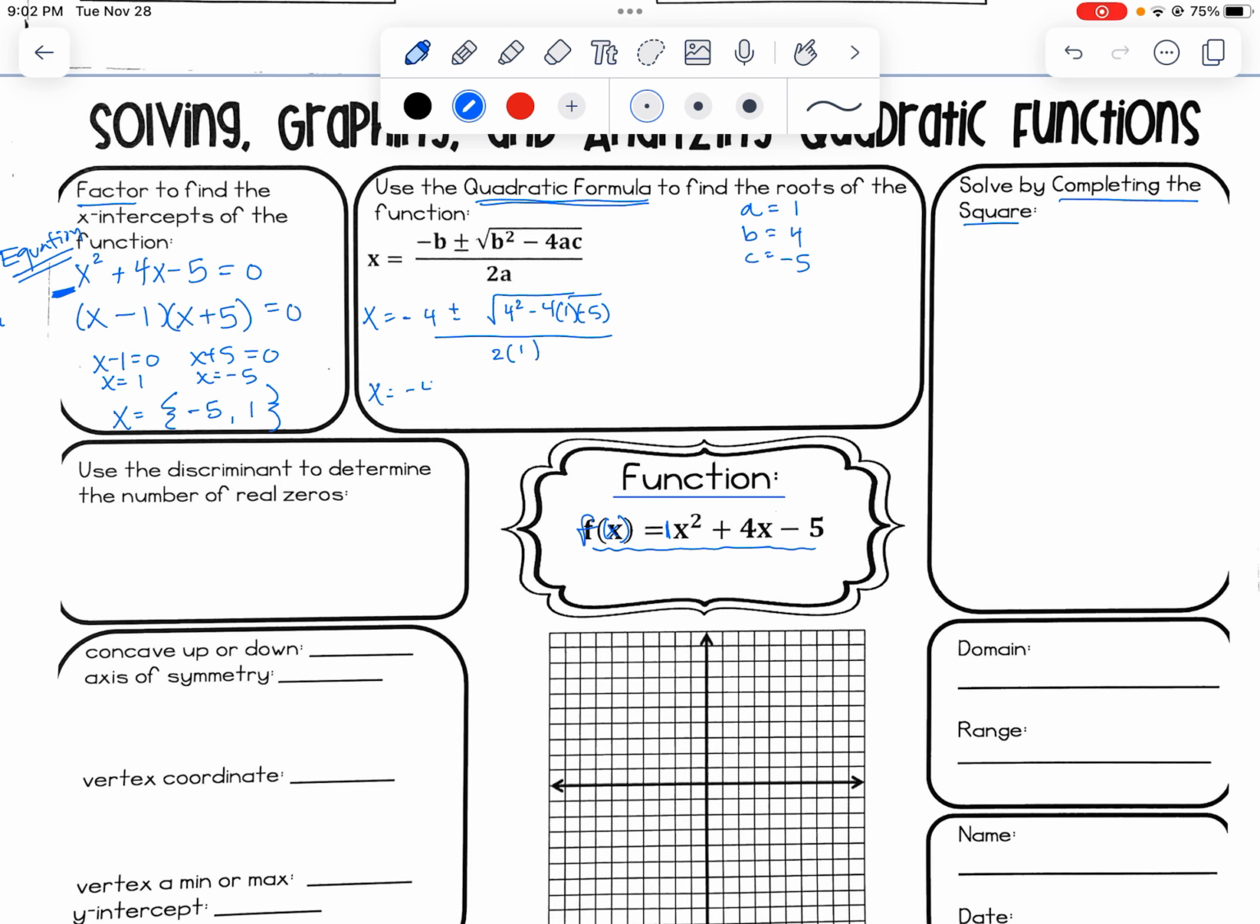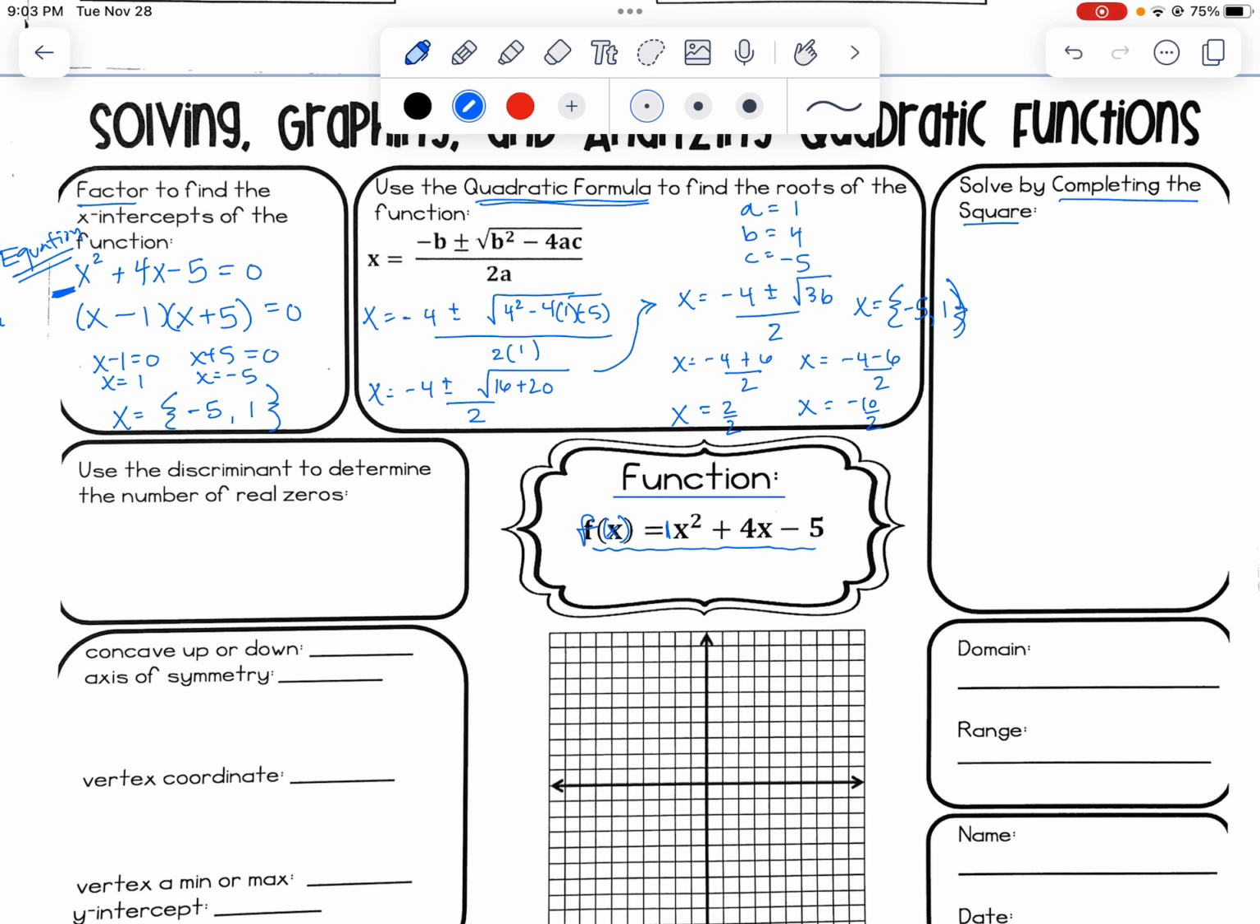So x is equal to negative 4 plus or minus the square root of 16 plus 20, divided by 2. That looks like x is equal to negative 4 plus or minus the square root of 36, over 2. So x is equal to negative 4 plus 6 over 2, and x is equal to negative 4 minus 6 over 2. What I'm looking at here is x is equal to 2 over 2, and x is equal to negative 10 over 2. What I end up with is x is equal to negative 5 and positive 1. So that should be in set builder notation as well.